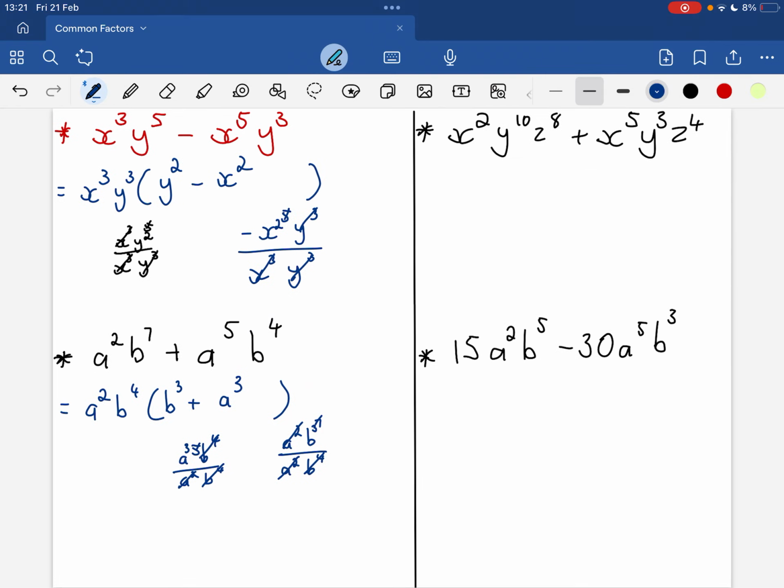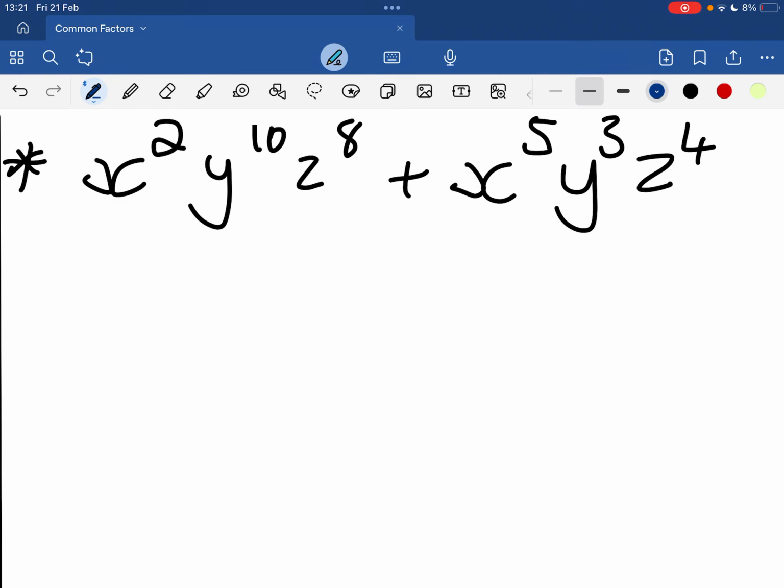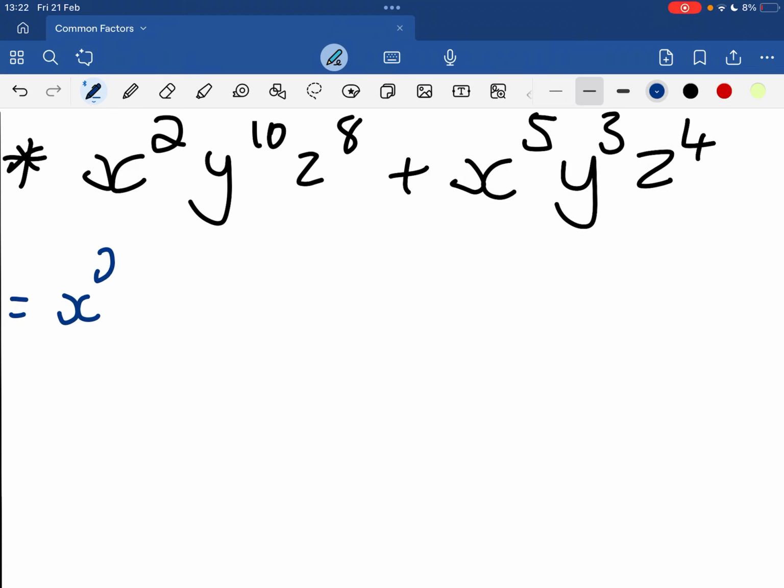Great, let's have a look at this question. x squared y to the 10, z to the 8, plus x to the 5, y to the 3, z to the 4. Feel free to pause the video and try this out on your own and then compare our answer to what you have. It's always good to practice. Here, our common factor would be the lowest of the x's, which is x squared, the lowest of the y's is y to the 3, the lowest of the z's is z to the 4.